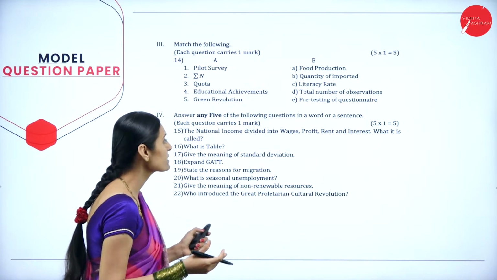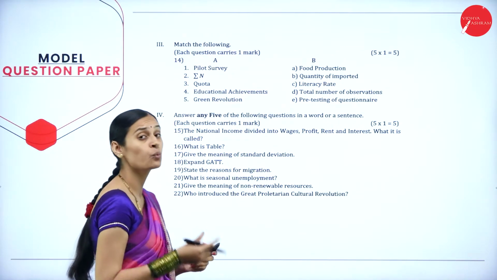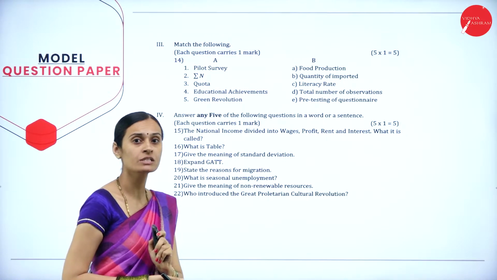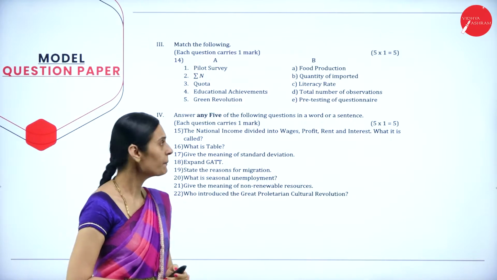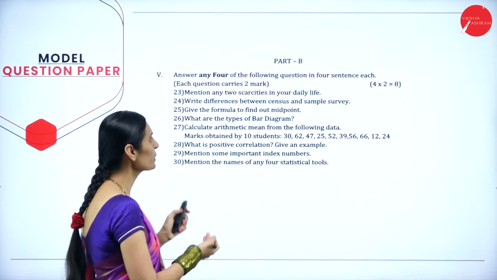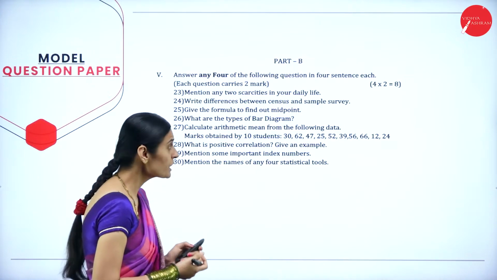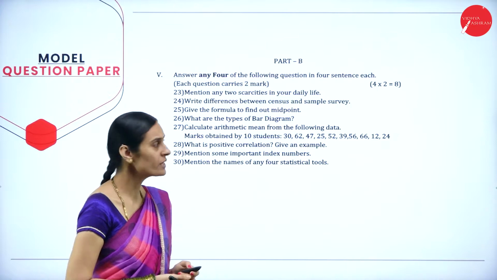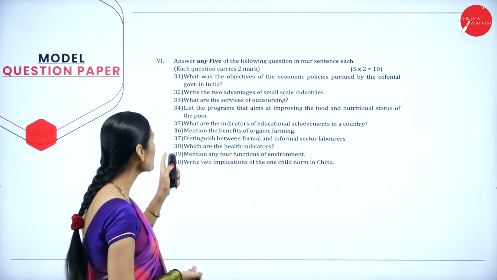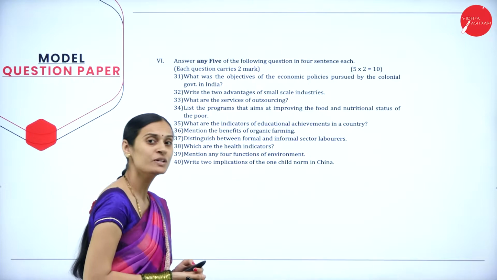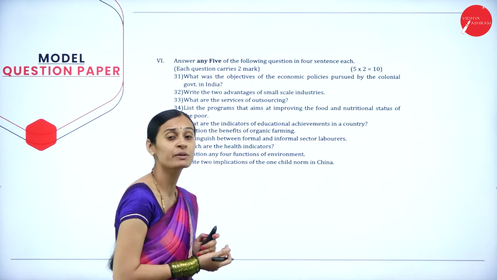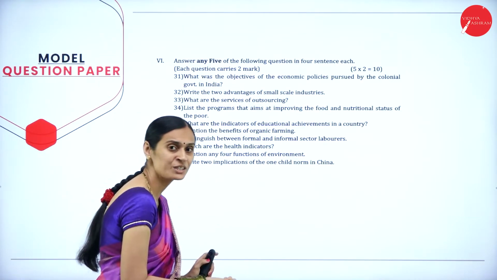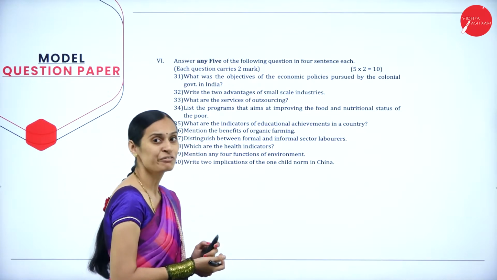And the fourth one, answer the following questions in 1 word. Under this main, you have to attend 5 questions among the 8 questions. And the fifth main, this Part B belongs to 2 marks questions. You have to write in the form of sentences. And the sixth main, you have to attend 5 questions, which belong to Indian economy. You have 10 questions here and you have to write only 5 questions.